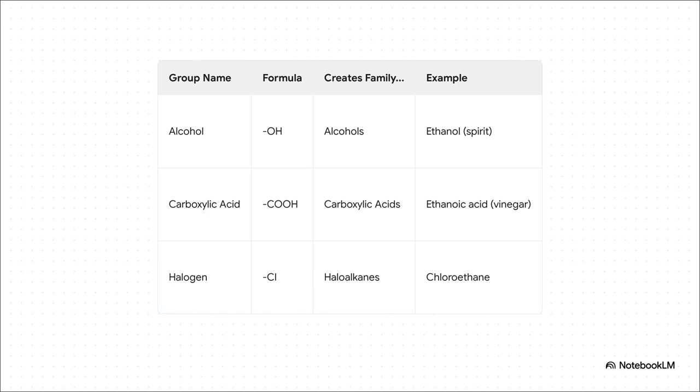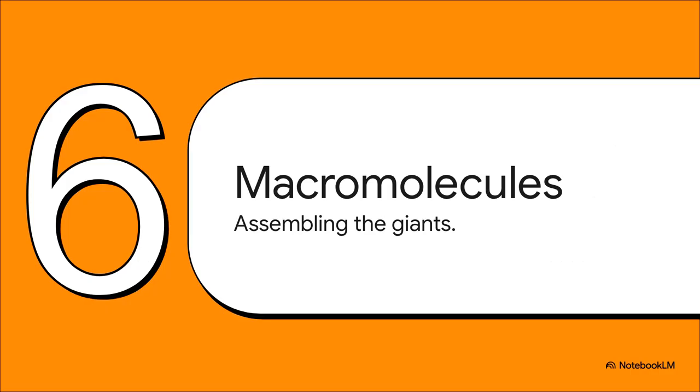So you clip on an OH group and boom, you've got an alcohol, like ethanol. Swap that out for a COOH group, and now you have a carboxylic acid, like the ethanoic acid that makes vinegar sour. Each one of these charms gives specific chemical properties to the entire molecule, creating whole families of related compounds. So now, let's put it all together. When you combine all of carbon's abilities, the chain making, the multiple bonds, the 3D structures, the isomerism, the functional groups, you get the ultimate toolkit for building enormous molecules. We're talking about the macromolecules, the true giants of life.